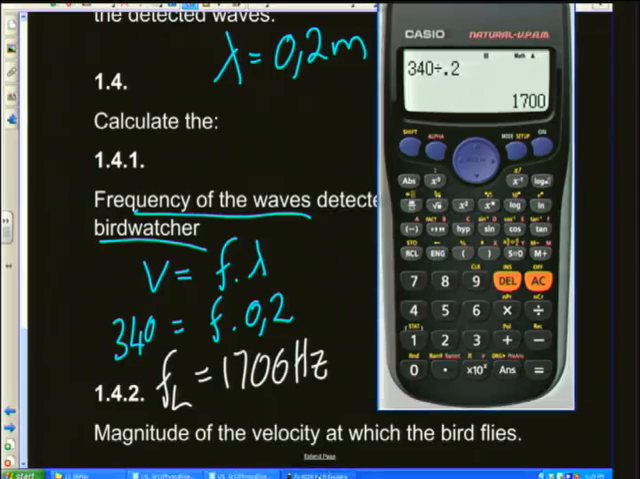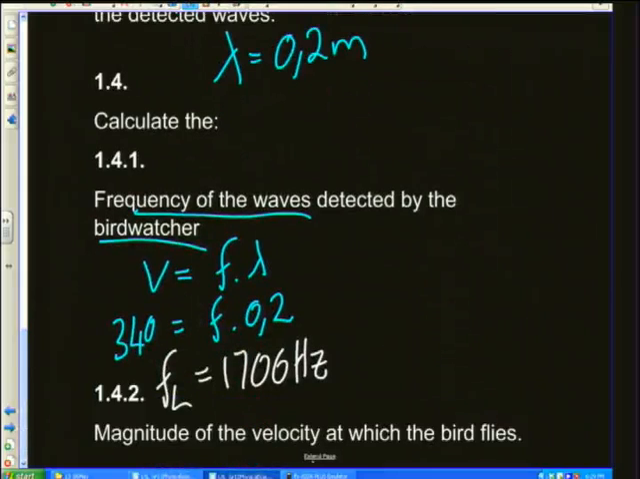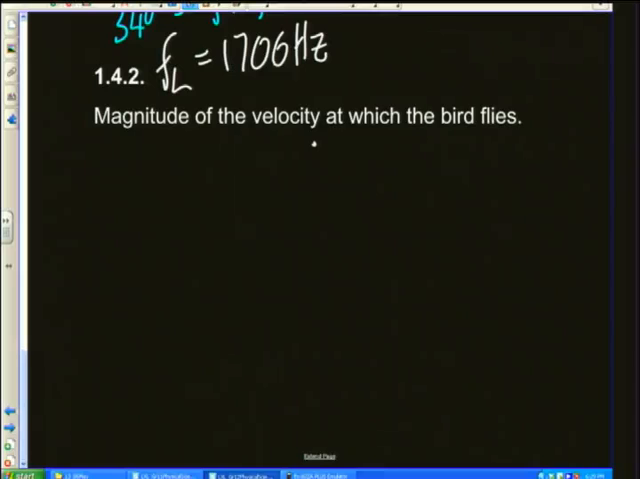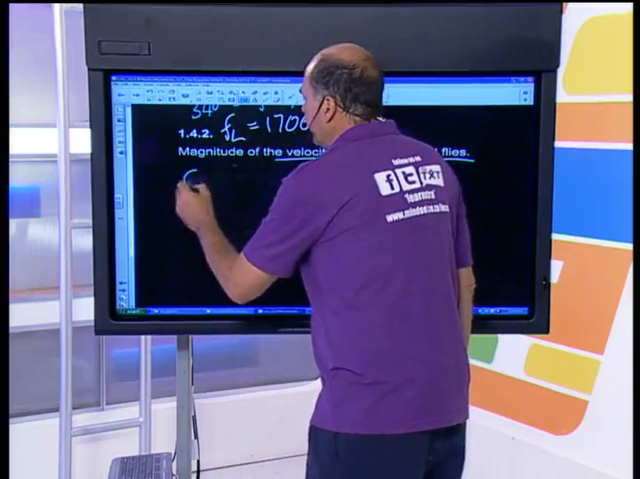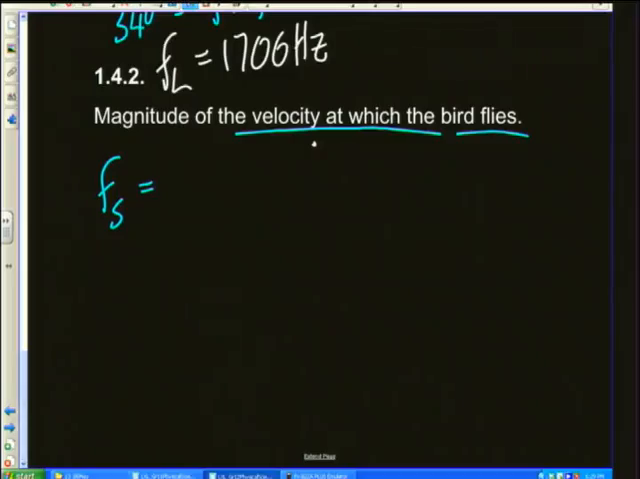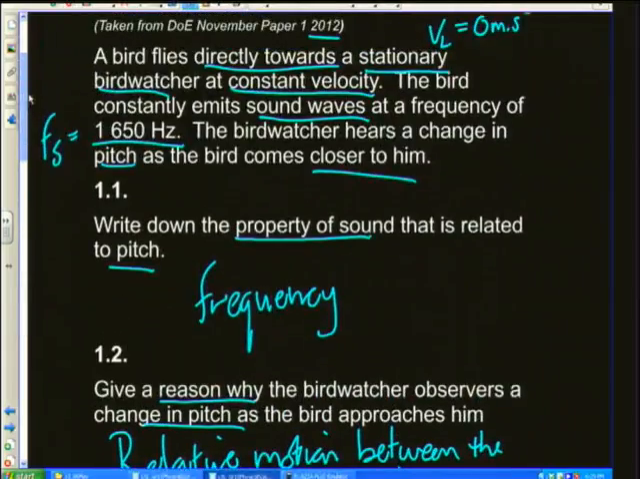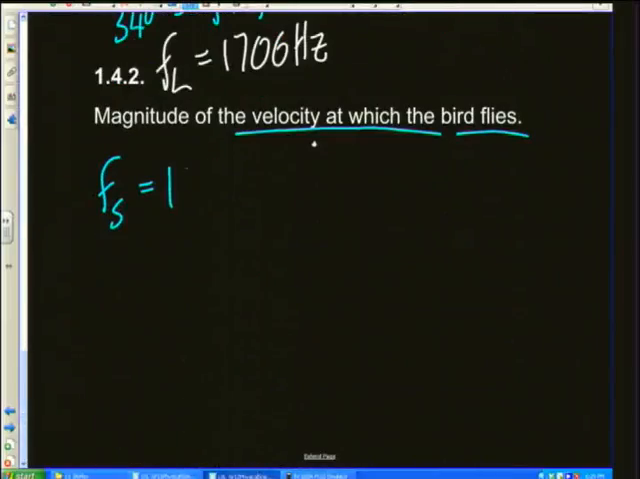Now, what was the next part? We were asked to calculate the magnitude of the velocity at which the bird flies. How are we going to do that? Well, guys, we've got the Doppler effect. If you think about it, we've been given the frequency of the source in the question, and if you look back here, 1650 hertz. We've worked out the frequency that is observed, 1700 hertz.